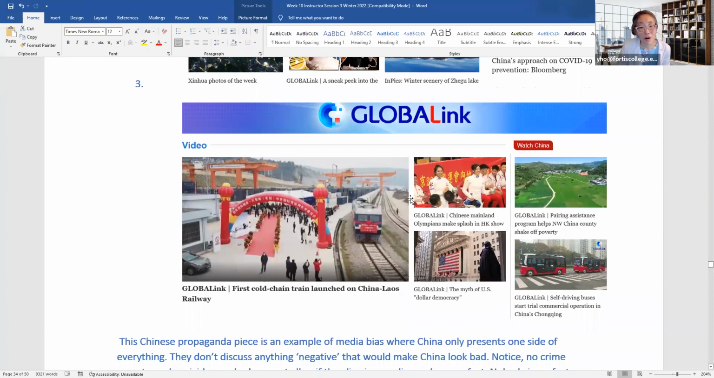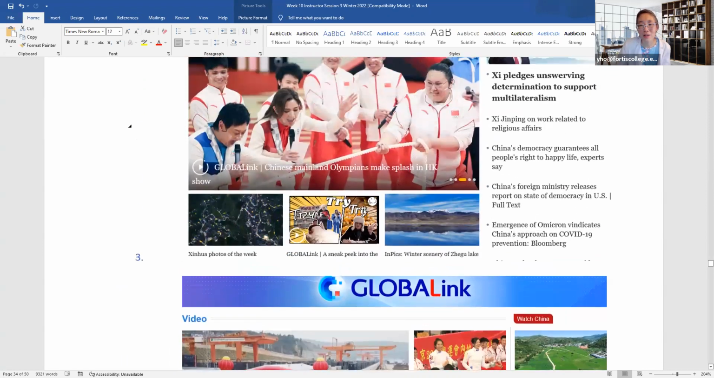And then here you have all the different discoveries. Look at this, the Chinese Olympians are winning gold medals. And here, the myth of US dollar democracy. So therefore the US is decadent while China is not decadent. Etc., etc. And so here you have some new trends. So everything that makes China look good.